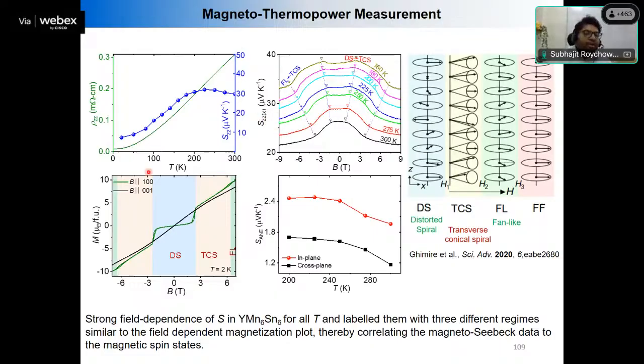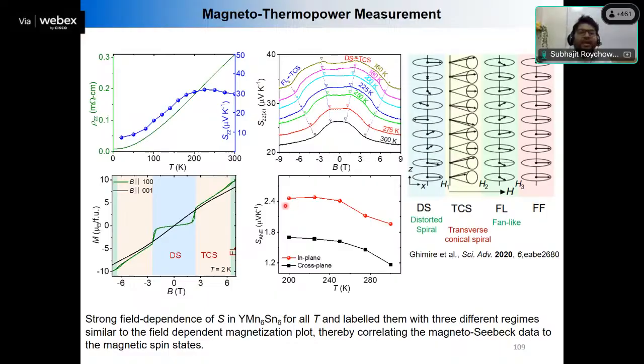Now the most important result comes when you look at the magnetization data. You can see there is a sudden change in the magnetization data. The previous neutron study confirmed that it changes the spin structure from distorted spiral to transverse conical spiral to fan-like and then forced ferromagnetic. And you can also see that in our Seebeck data. We can track that transition. And then we measured the Nernst thermopower.